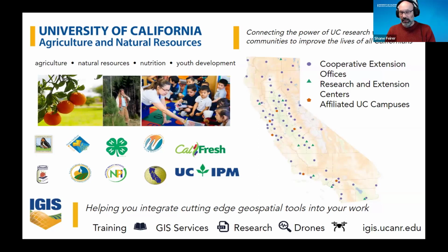We are a really strong group of people, as you can see from the tagline at the very top. We are connecting the power of UC research with local communities to improve the lives of Californians. That's what we want to do. And IGIS, as part of that, we provide GIS and geospatial tools to the UCANR network of staff and academics. And we also provide trainings to anyone who wants to come, such as yourselves. And we provide other GIS services to some local, county, and state agencies as well.